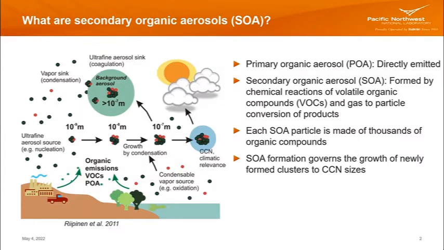When we think about other species like sulfate and black carbon, most climate modelers think about them as mostly one species. You could think of sulfate as one species, black carbon as one species. But SOA, even if we refer to it as one species, is not one species, because each particle of SOA is made of thousands of organic compounds, and the composition of these particles can change dynamically in the atmosphere.